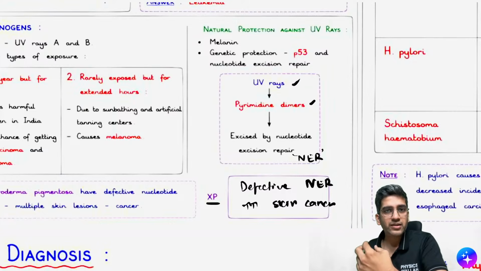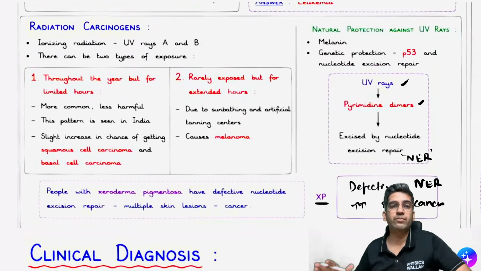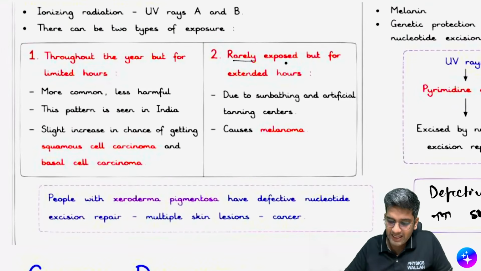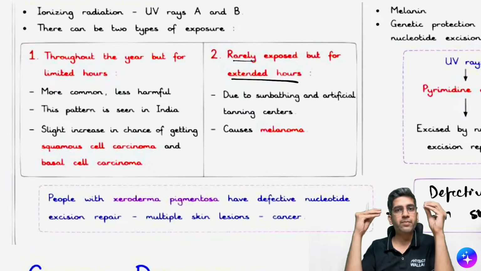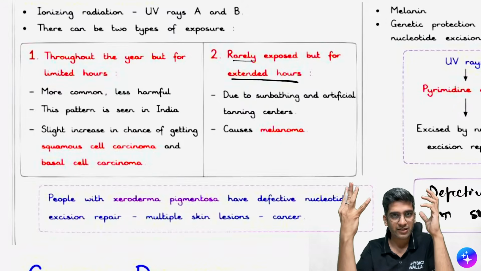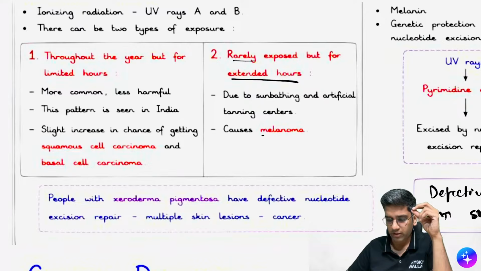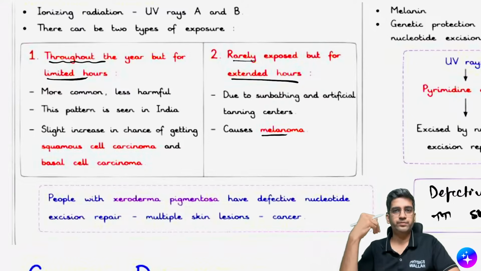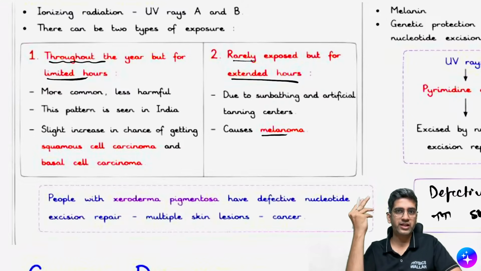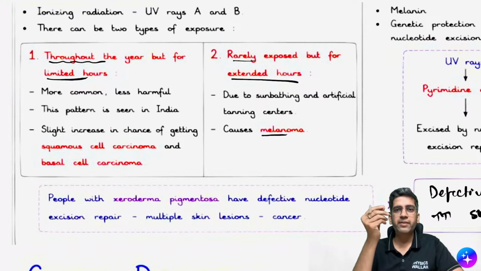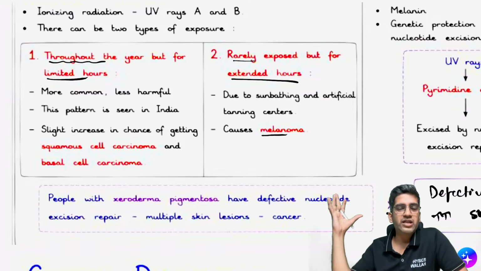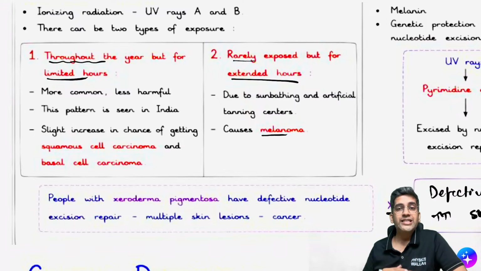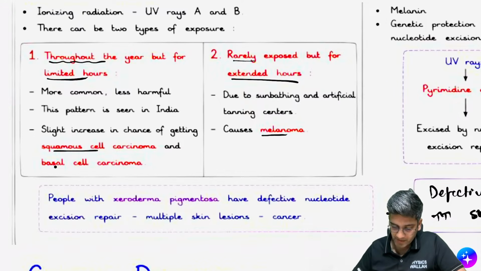So what happens in general if I get exposed to UV rays for quite some time? There are two types of UV exposure. One is someone who is rarely exposed but for extended hours, like a person sunbathing or at an artificial tanning center. This predominantly causes melanoma. The other is someone exposed throughout the year for limited hours, like us. Maybe 2 minutes, 10 minutes, half an hour, not 5-6 hours. It's more common, a little less harmful, seen more in temperate environments, with increased risk of squamous and basal cell carcinoma.